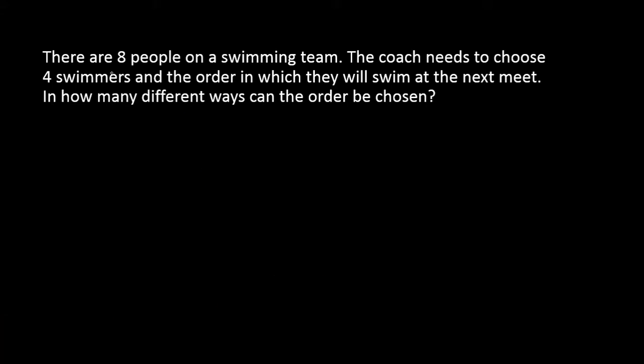Okay. So there are 8 people on a swimming team, and the coach needs to choose, keyword, 4 swimmers and the order in which they will swim at the next meet. And how many different ways can the order be chosen? So key things here, they mention a choice and they mention order. This should tell you that we are dealing with permutation.